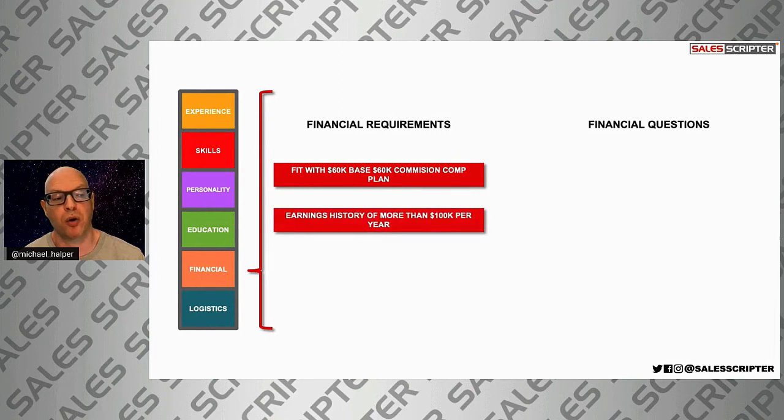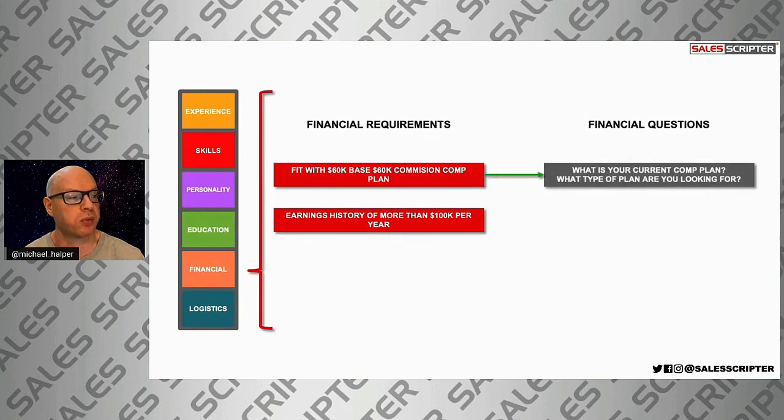Earnings history of more than 100K per year. So if you're going to pay someone 100K per year, you want someone who's already been in that vicinity of that type of pay, meaning if they've only made $30,000 a year and you're going to pay them a 60K base, they're going to be making so much money off the base that they're not going to be motivated. So you really need to find out the financial requirements of what the position is paying and the financial requirements of what the applicant is looking for to find out if you're in the right area.